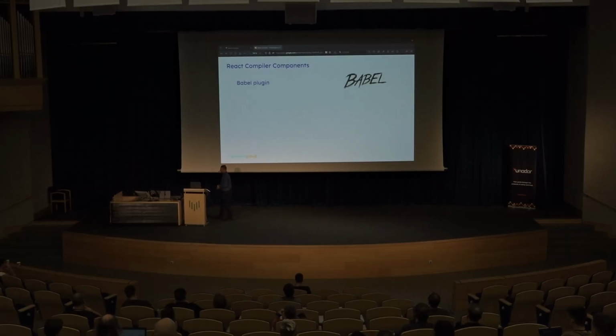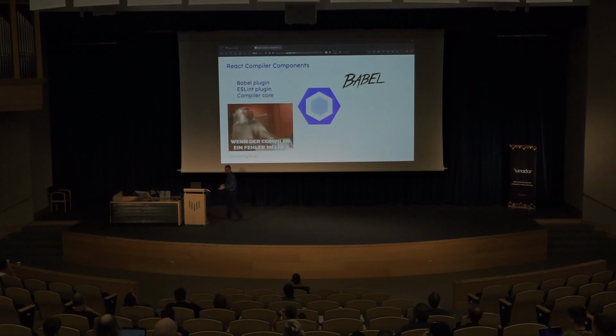So there are three main components of React compiler. The first one is the Babel plugin, the second one is ESLint, and the last one is the compiler core, not the monkey.